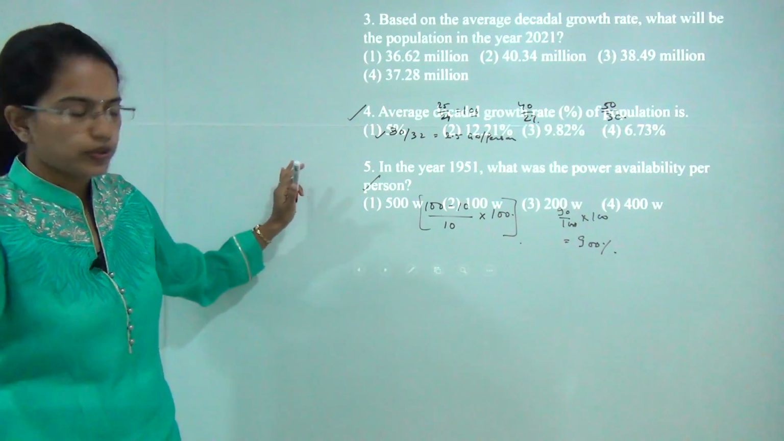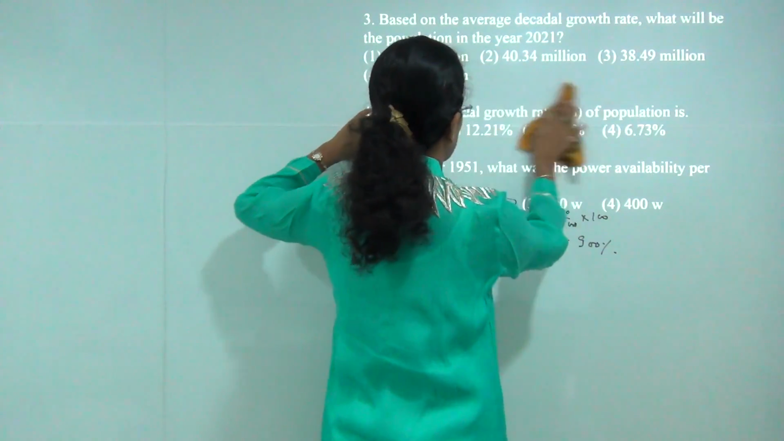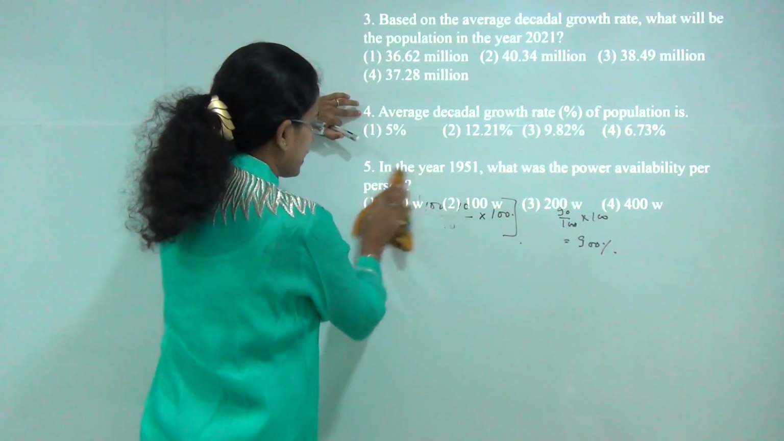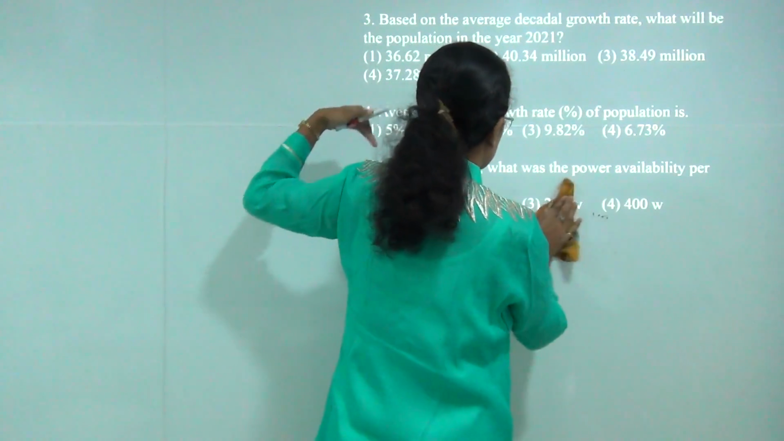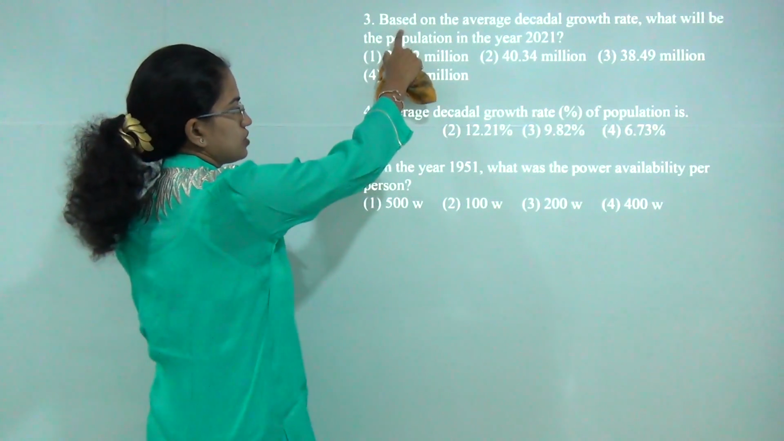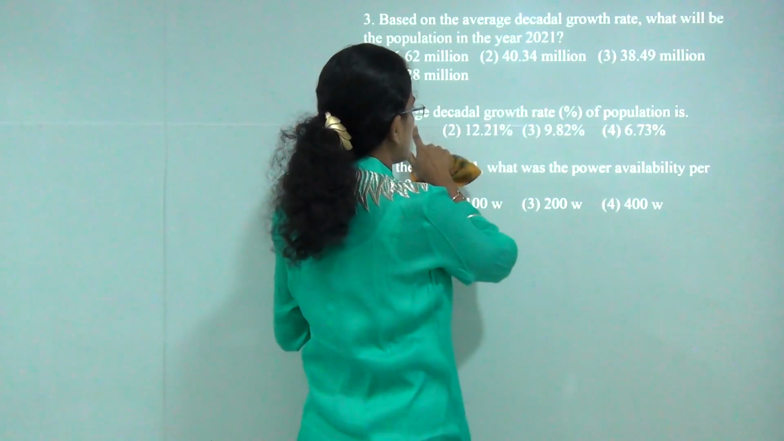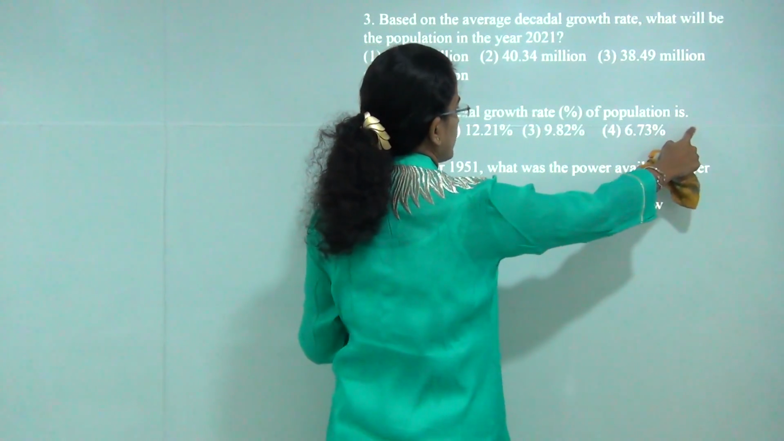Now the next three questions. To solve these questions, first we'll have to go for question number 4. Once we get the answer for question number 4, then only we can solve question number 3. So it's like a prerequisite to solve this question. So first we'll go with this question and then we'll go with question 3. So the average decadal growth rate of population is.